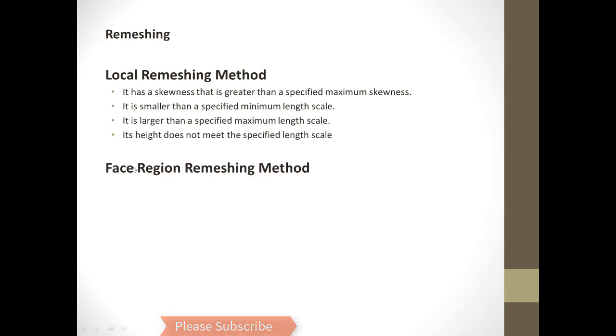And the other one is the face region remeshing method, in which the deforming region has some faces, right? So those faces will be remeshed in order to maintain good quality elements. So these are the two conditions in order to have a mesh motion or a deforming mesh in a triangle or a tetrahedron for 2D and 3D.